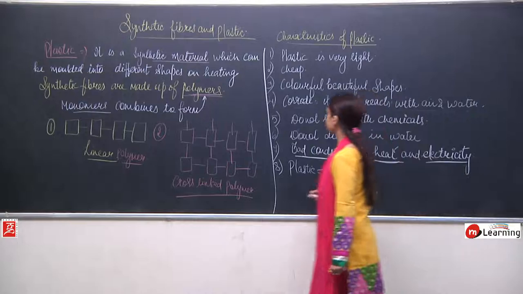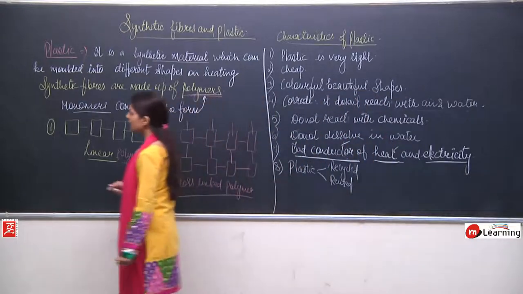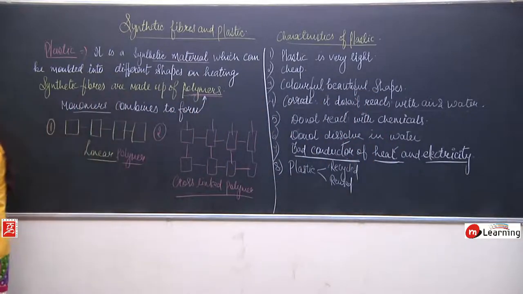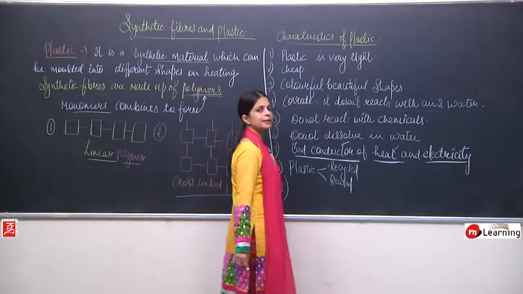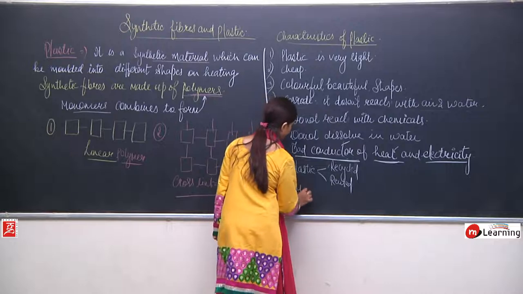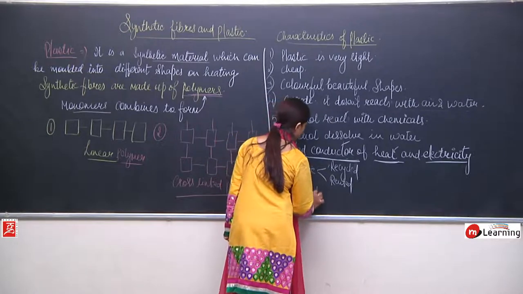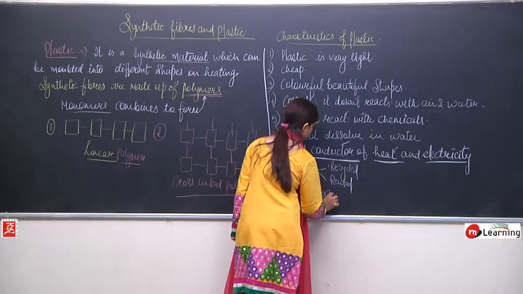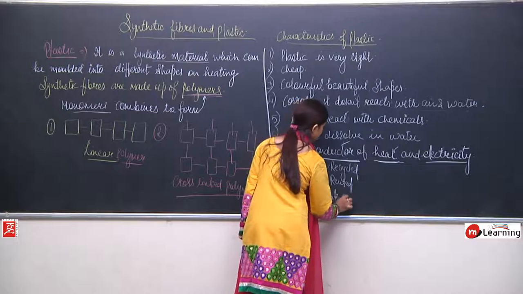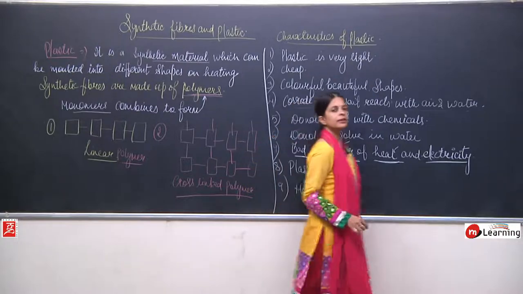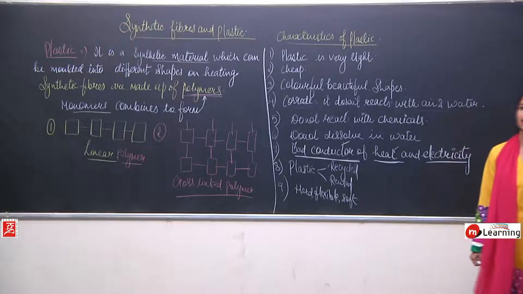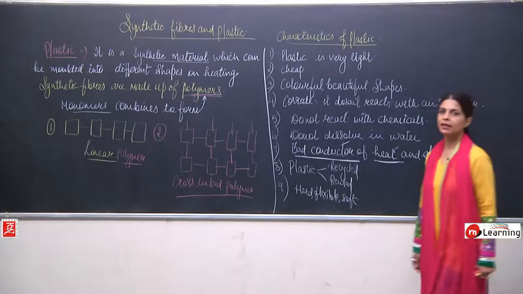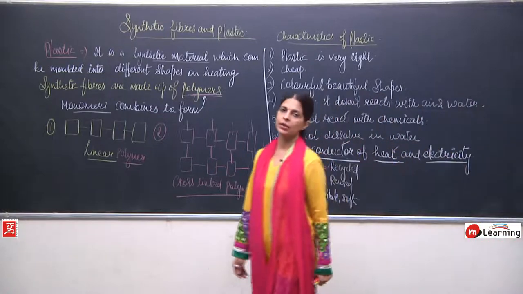So all these characteristic features make plastic very, very important. That means plastic can be hard, it can be flexible, and even it can be soft. That means there are different types of plastics available in the markets, according to the material and the product which we are using.